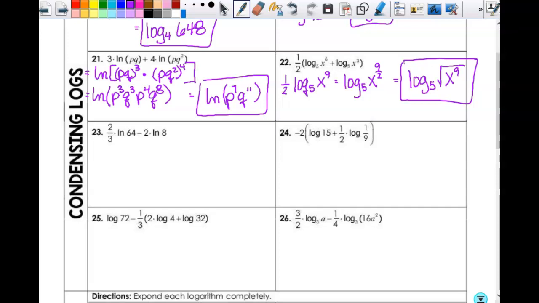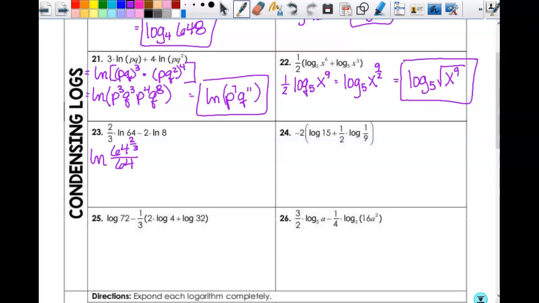All right. 2 logs, same base. We always want to check that, right? And I'm subtracting, so I'm going to be able to divide. So I'm going to make this the natural log of 64 to the 2/3 power over 8 to the 2nd power, which is 64, right? Okay, so do I get to... No. I cancel out the 64s, right? But what could I do?